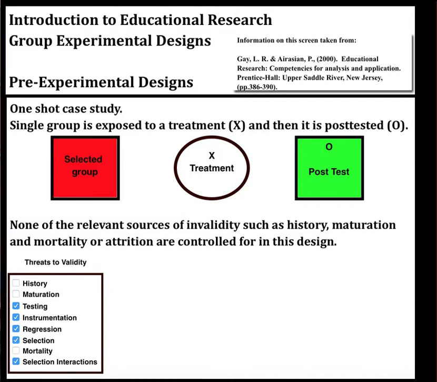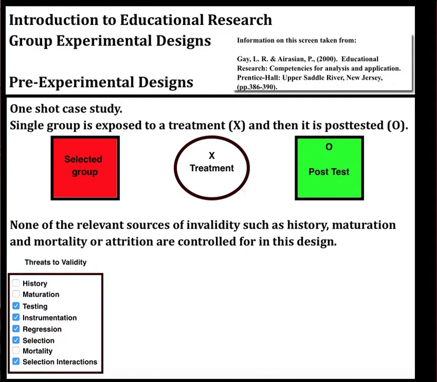Statistical regression is controlled for automatically because there are no two scores. A score can't regress to the mean if it's just one score. Selection or differential selection, where the experimental and control groups have different characteristics, is automatically controlled for by this design because it's irrelevant, because there is no control and experimental group.